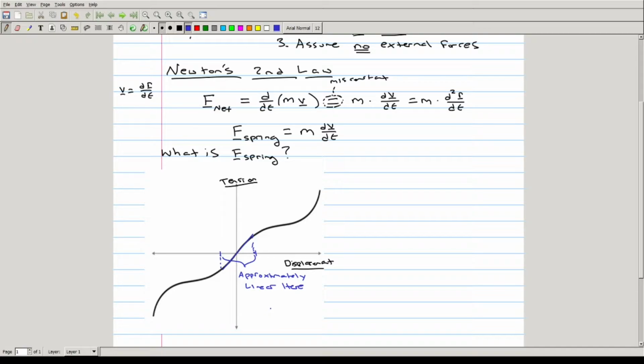And this is the region where the spring is called Hookean, or where Hooke's law dominates. And for such a spring, the restoring force is very nice. So I want to say here, in general, the restoring force on the spring is nonlinear.